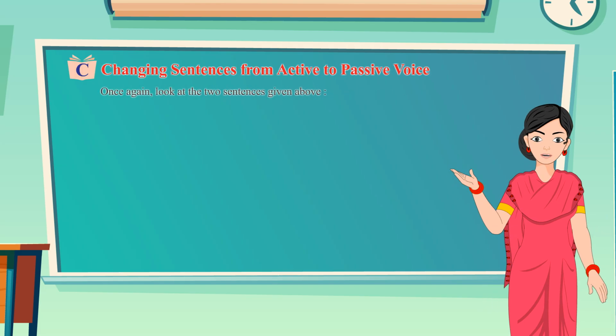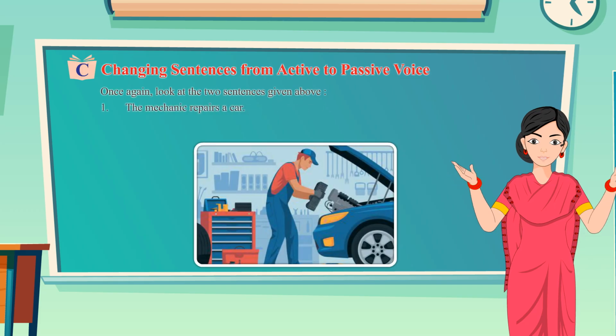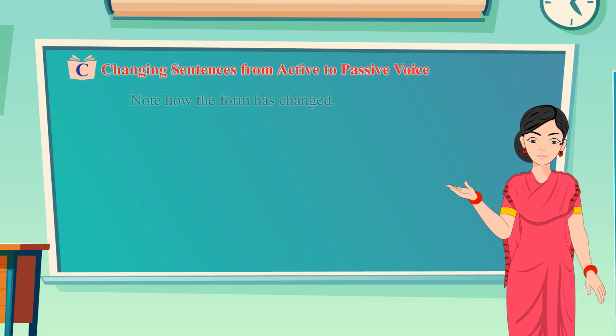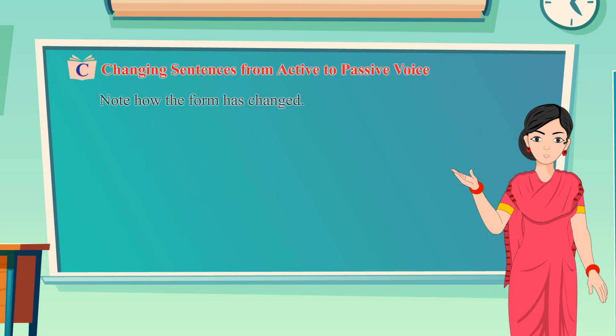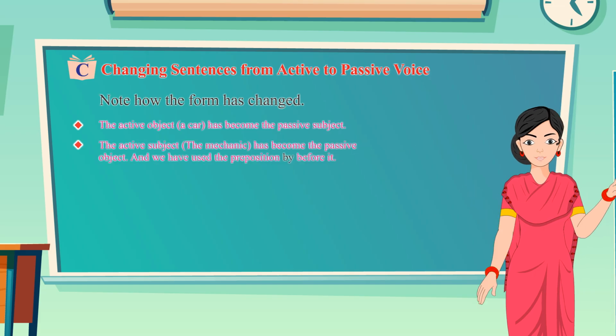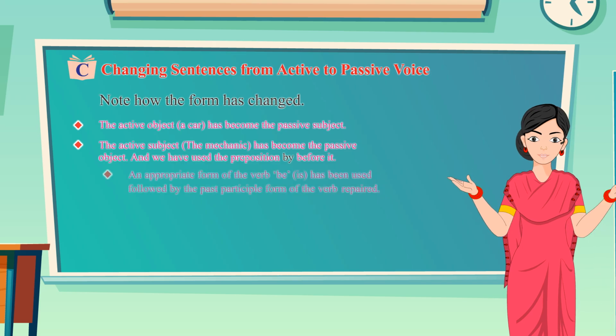Once again, look at the two sentences given above. 1. The mechanic repairs a car. 2. The car is repaired by the mechanic. Note how the form has changed. The active object, a car, has become the passive subject. The active subject, the mechanic, has become the passive object, and we have used the preposition by before it.